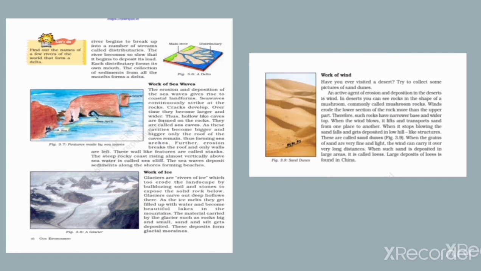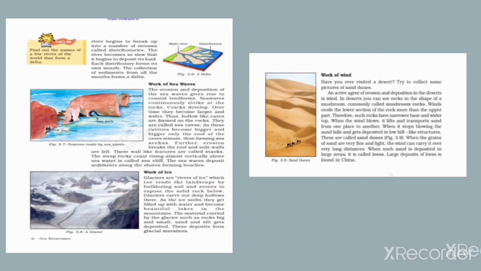And last, let's read about the work of wind. Another type of agent of erosion and deposition is the wind. Usually in deserts, you see the shape of the rocks like mushrooms. So, they are called mushroom rocks. The reason they are called mushroom rocks is because the wind erodes the lower section of the rock more than the upper part. Therefore, such rocks have a narrower base and wider top.